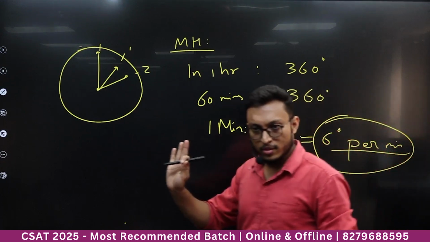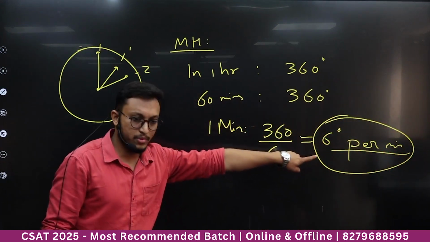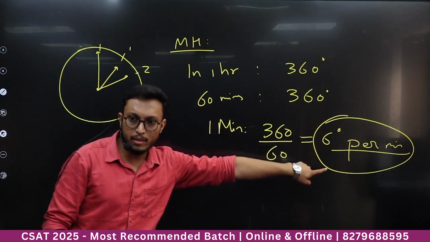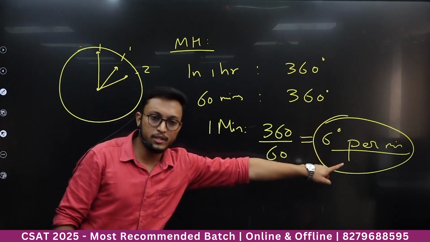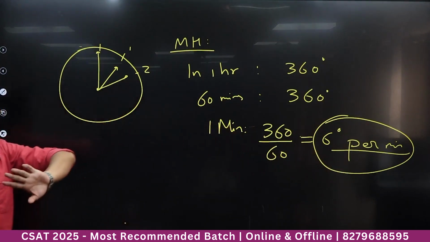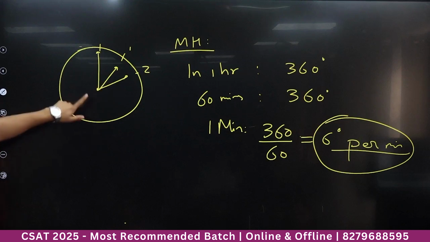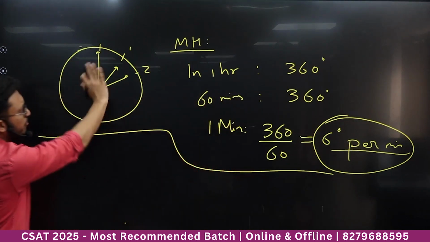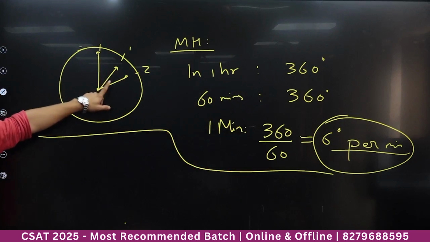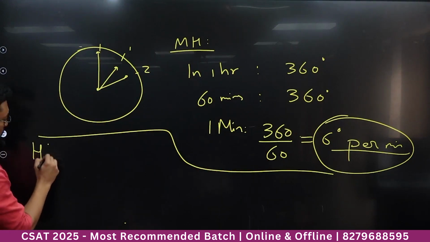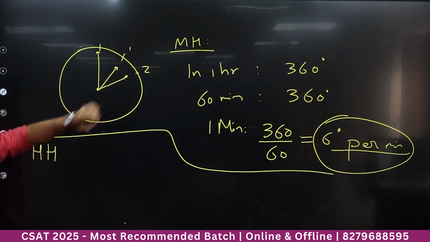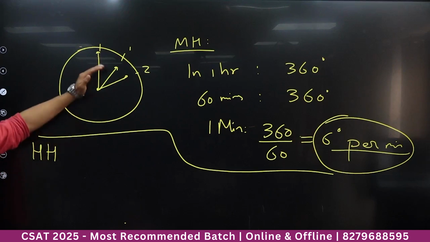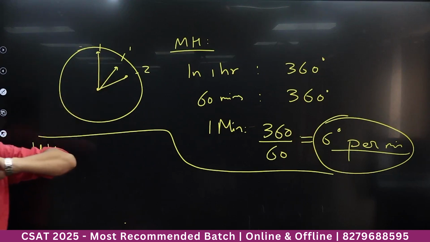Fine. I'll keep coming back to this again and again. बार बार बताऊंगा. 6 degrees per minute rotation of minute hand. Same for hour hand. In this 1 hour of time, hour hand rotates from 1 to 2. अब ये कितना एंगल है?